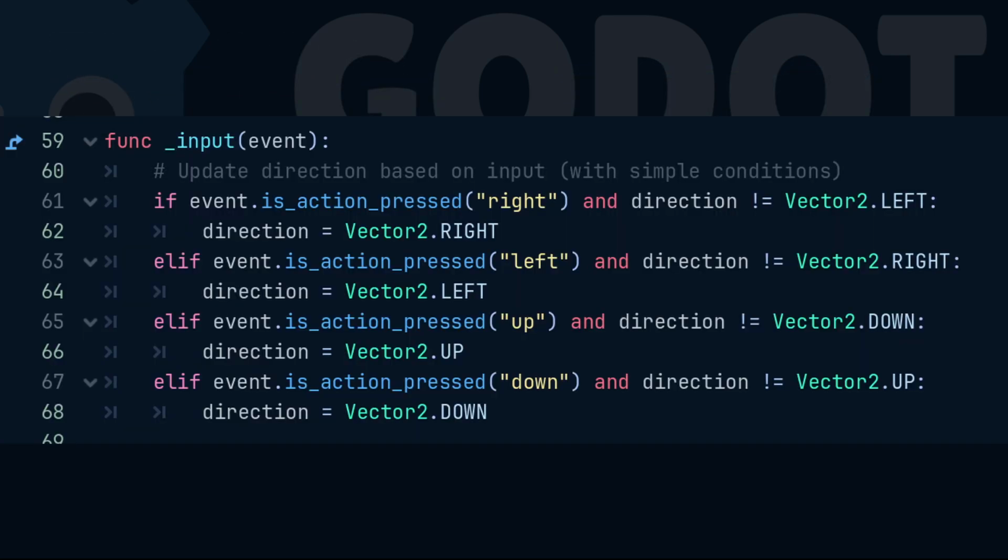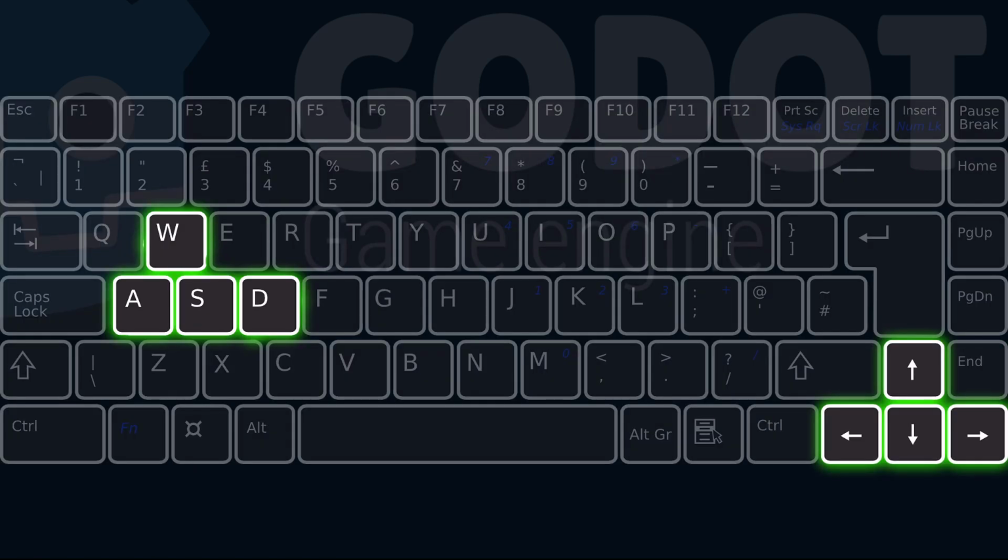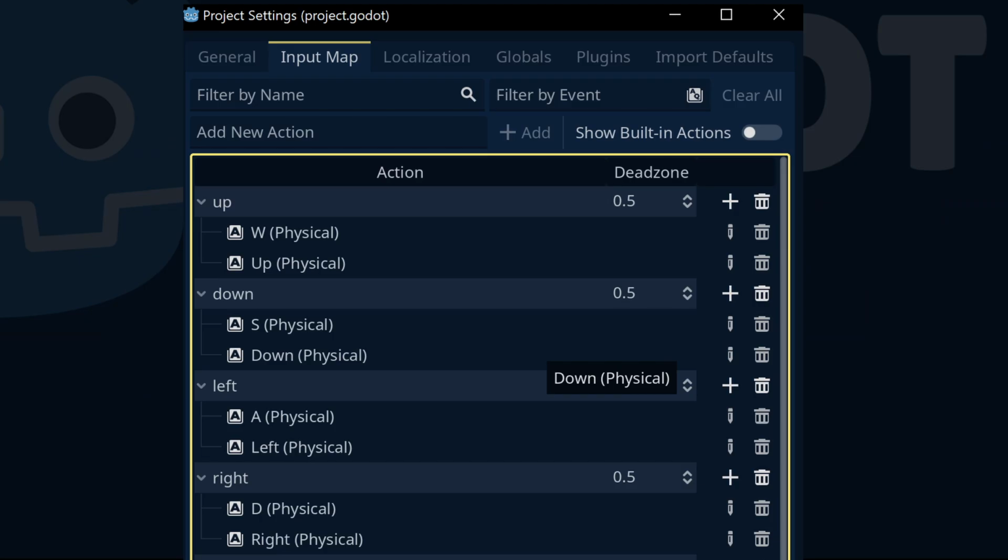The input event function is a built-in Godot callback function that captures all input events. In this case, I'm interested in detecting when the player presses the arrow keys or W, A, S, and D keys to change the snake's direction. First, I need to set up the input in the project settings input map.